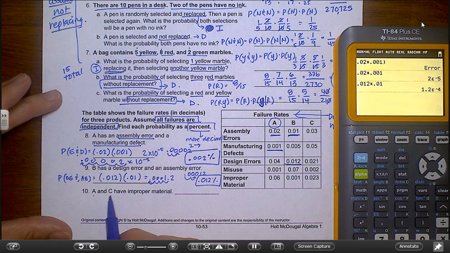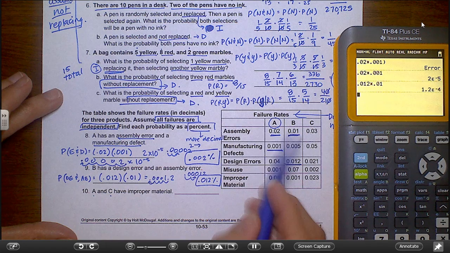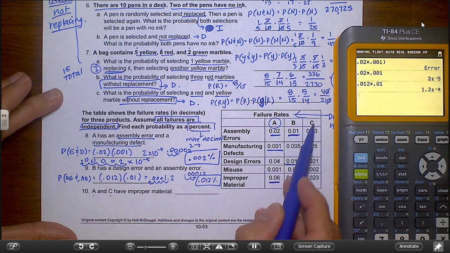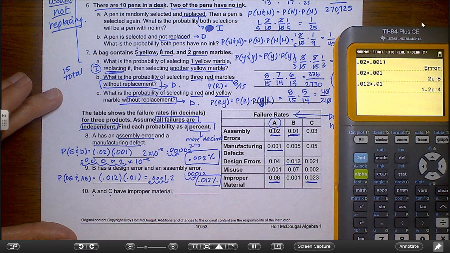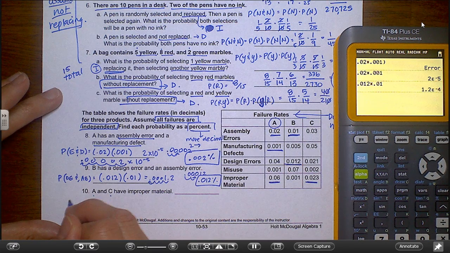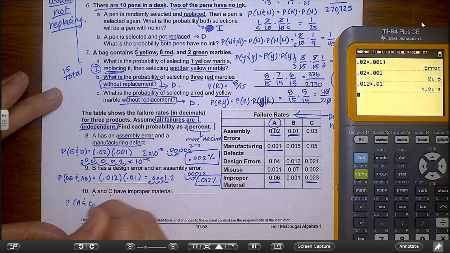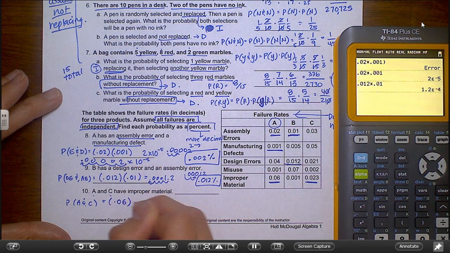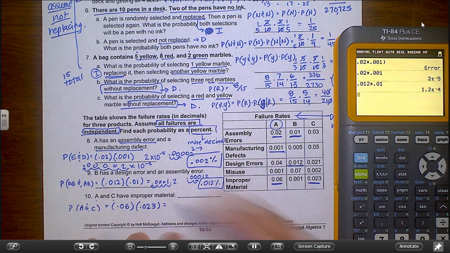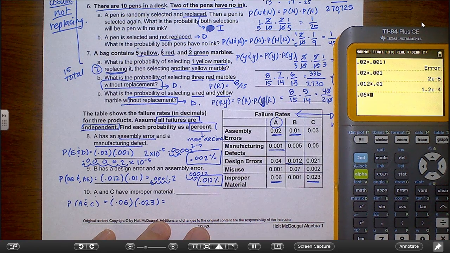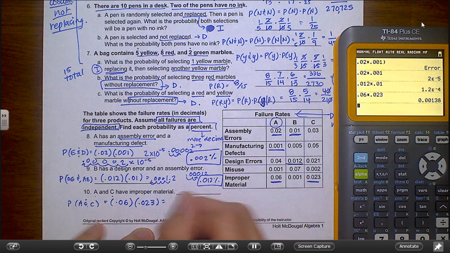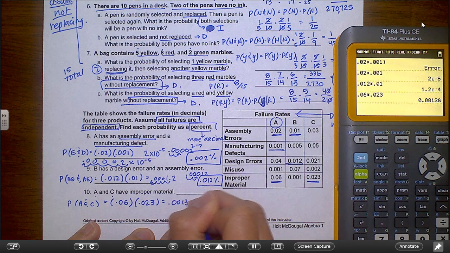All right, A and C have improper material. So A, improper material, and C, improper material. So the probability of A and C having improper material is 0.06 times 0.023. So I have 0.00138, and again, if I move it over, it's 0.138%.